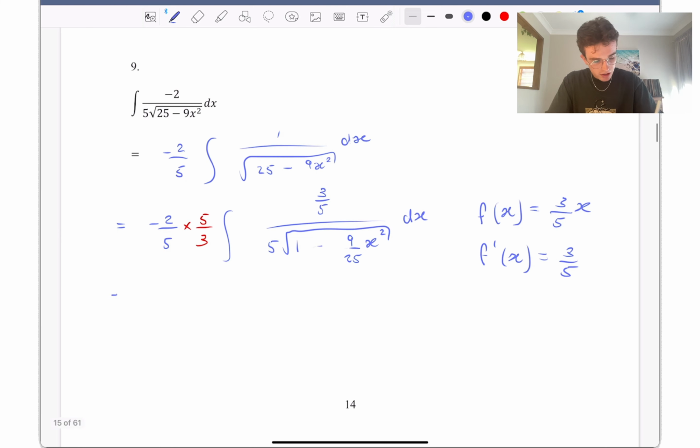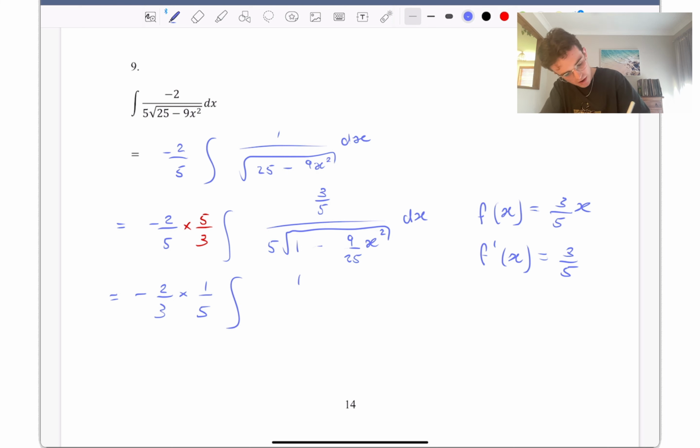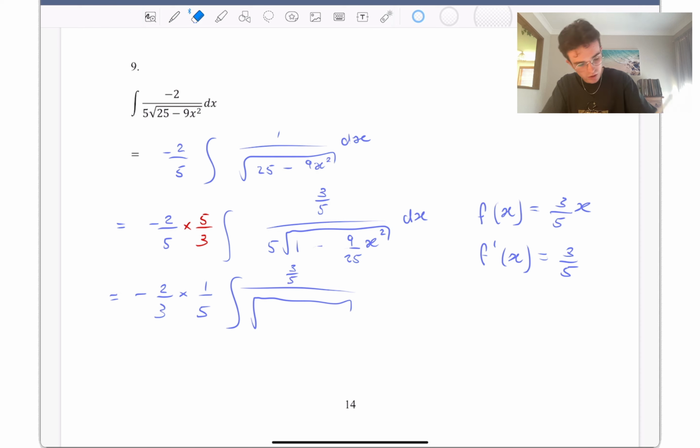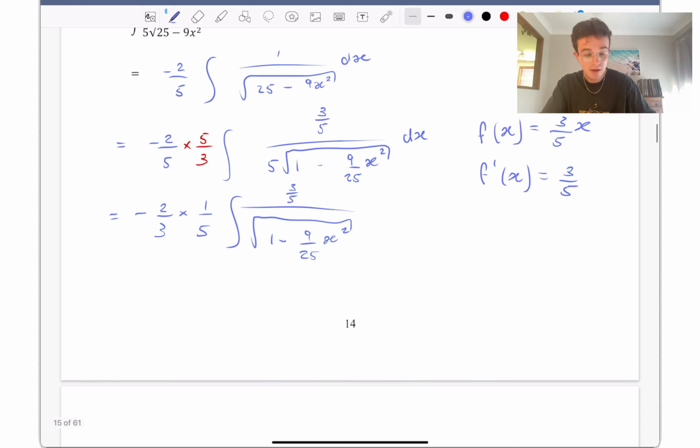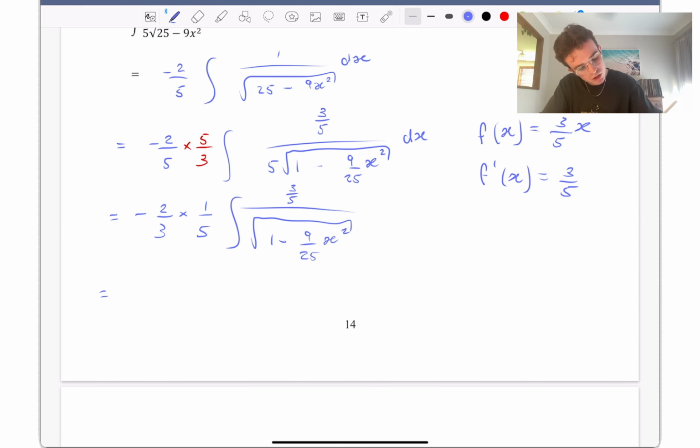What we might do as well, minus 2 on 5 times 5 on 3 is minus 2/3. Times, let's take out this 5, times 1 on 5, times the integral of 3 on 5 over the square root of 1 minus 9 on 25 x squared. Now we're in the correct form. Minus 2 on 3 times 3 on 5 is minus 2 on 15.